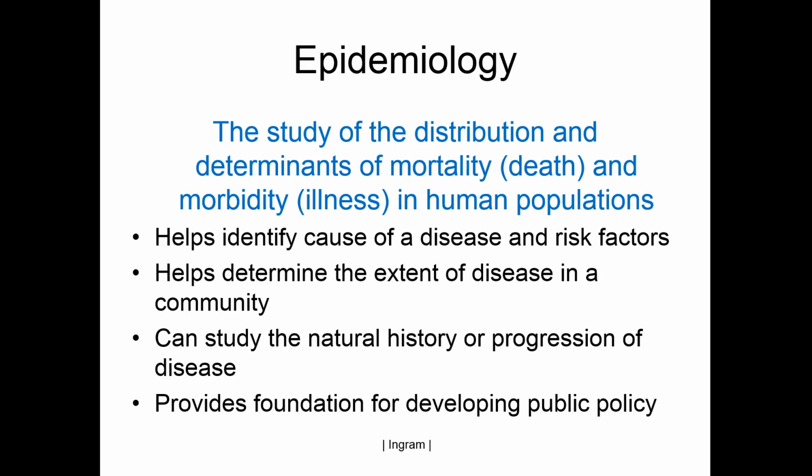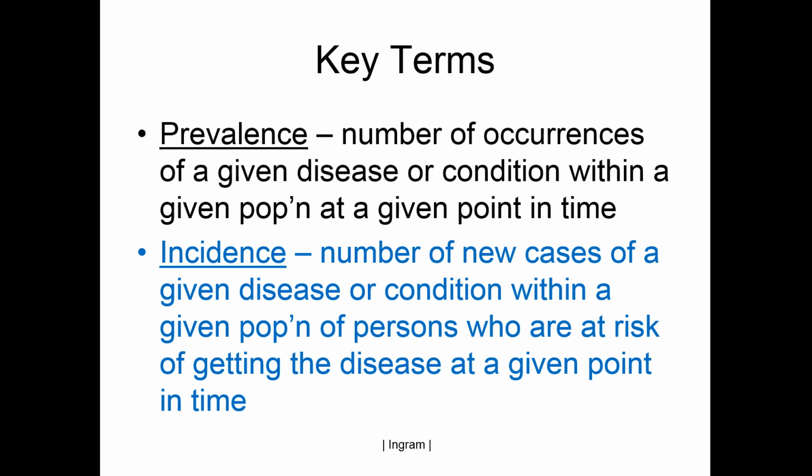Now, let's review a few epidemiologic terms, and I'll show some tables and graphs that help illustrate some of these terms. The first couple of key terms are prevalence and incidence. Prevalence is defined as the number of occurrences of a given disease or condition within a given population at a given point in time. By contrast, incidence is defined as the number of new cases of a given disease or condition within a given population of persons who are at risk of getting the disease at a given point in time.